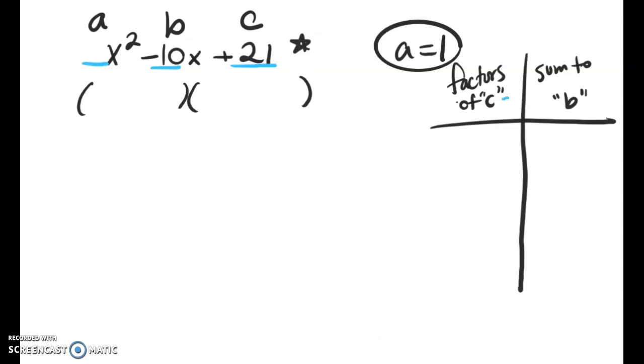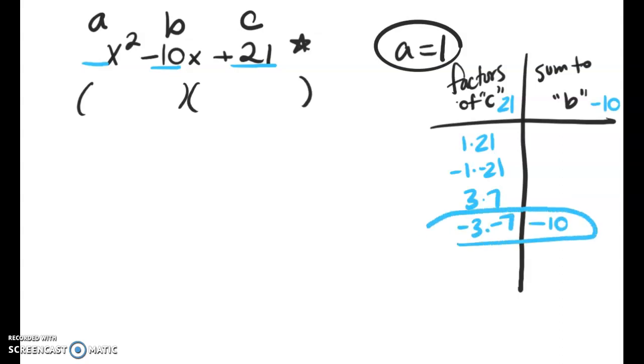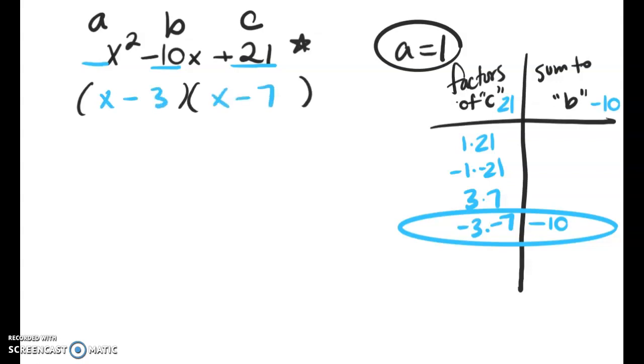So in this case, I want factors of 21 that sum to negative 10. So my factors of 21 look like this. And only one of them sums to negative 10, and it's this last one. When you add the two numbers together, you get negative 10. So I'm going to say x minus 3, x minus 7. These are the two binomials that when I multiply them and use my FOIL method, I'm going to end up back at this trinomial.